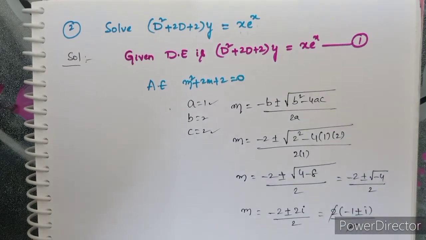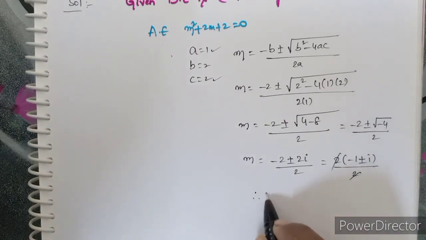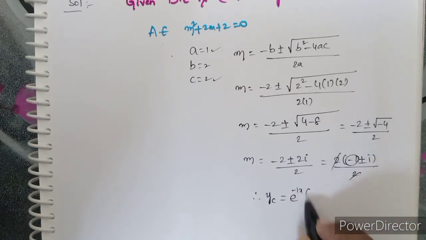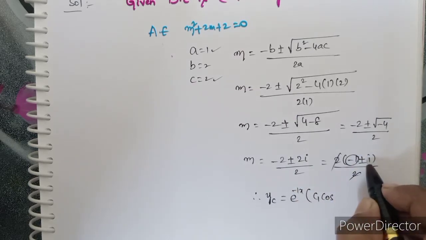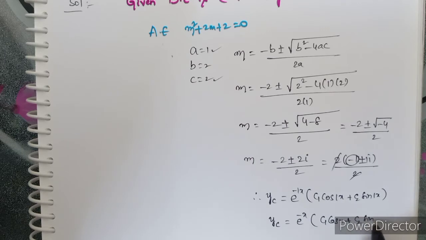In this problem also we got complex roots. They always occur in pairs. Therefore, the complementary function yc is equal to e power alpha x, where alpha here is minus 1, into c1 cos beta x plus c2 sin beta x, where beta is 1. So yc, the complementary function, is e^(minus x) (c1 cos x plus c2 sin x). This is the complementary function.